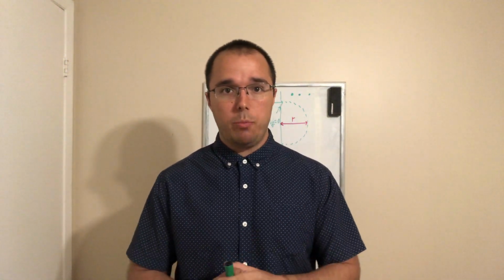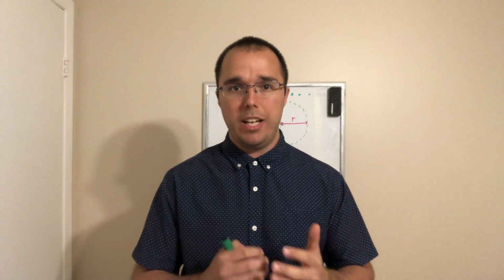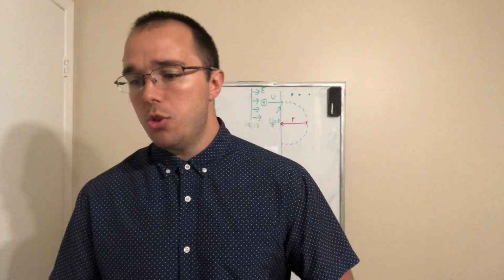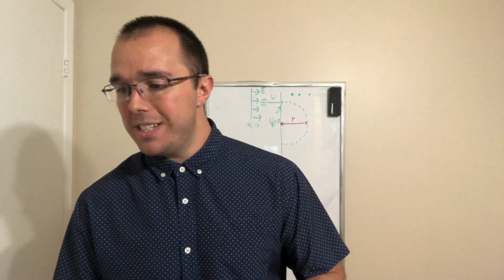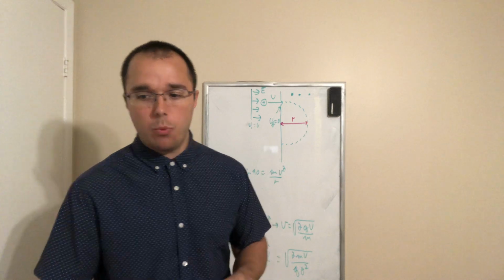All right, let's solve another question involving a mass spectrometer. This time it is question 181. Let's read the question. In the mass spectrometer shown above, a particle is accelerated through the potential V and then enters a magnetic field B. What is the radius of curvature?